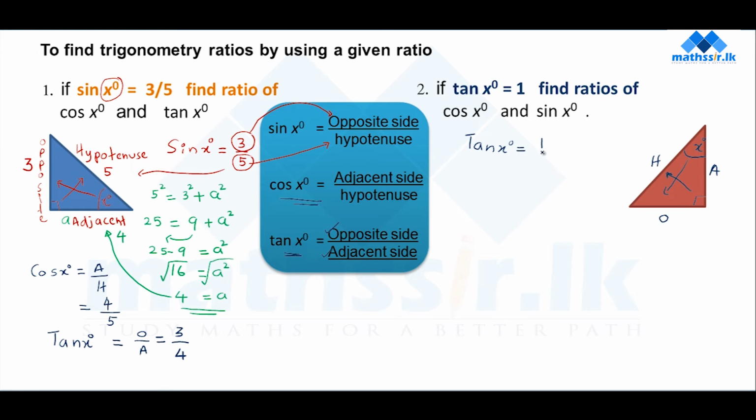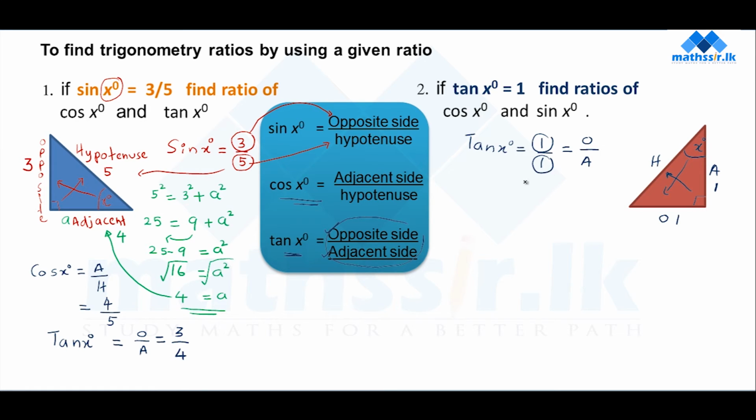You know that every whole number, we can take the denominator as 1. According to the definition of the tan, tan equals opposite over adjacent. Opposite is 1. Adjacent also 1.